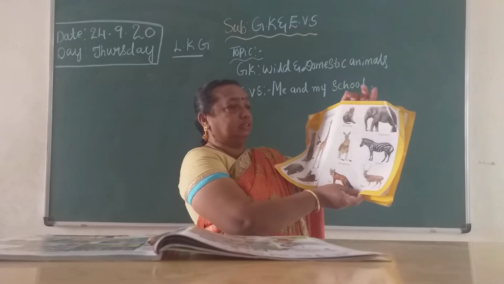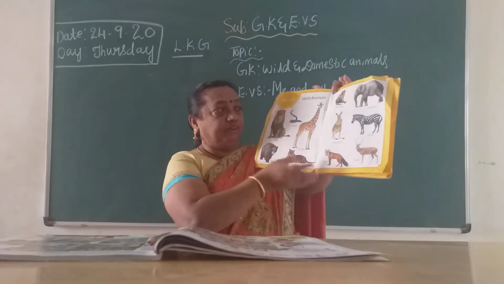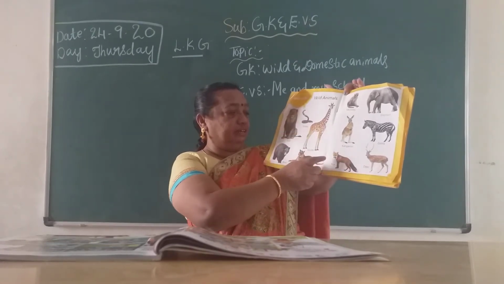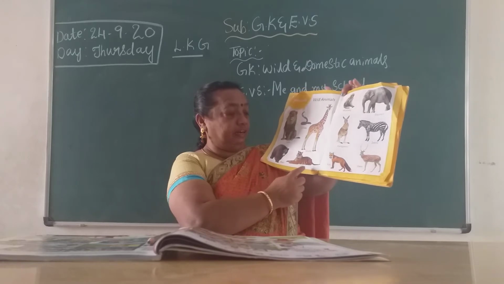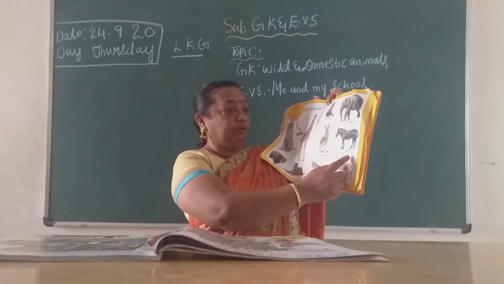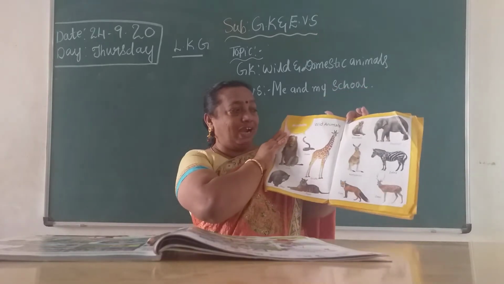Wild animals. Where can we see the wild animals, children? We can see them in the forest and in the zoo. What is it, children? Lion, snake, giraffe, bear, tiger, monkey, elephant, kangaroo, zebra, fox and deer. What is it, children? Wild animals.